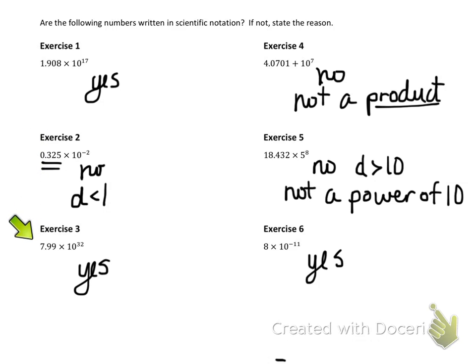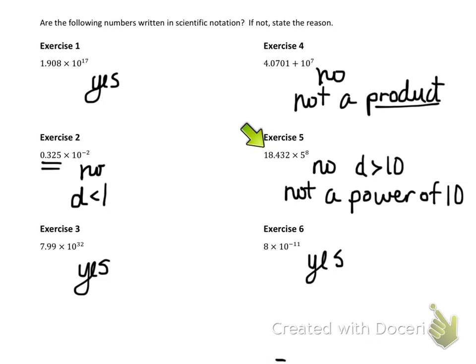All right, exercise 3 is in scientific notation. 7.99 is between 1 and 10, and it's being multiplied by a power of 10. Okay, exercise 4, you may have been tricked, but notice it's not a product. They're adding these two numbers together, not multiplying them. And so this would not be in scientific notation.